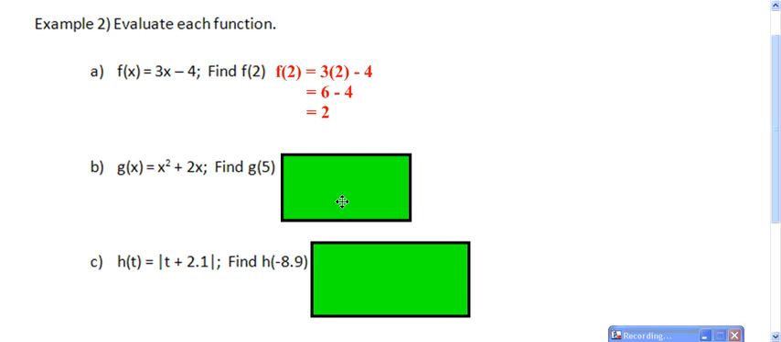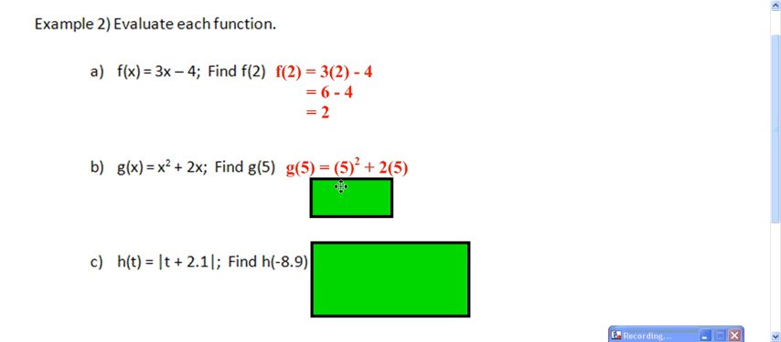B, you have g of x equals x squared plus 2x. Instead of using g of x, we're using g of 5. So substituting 5 in for x, we have 5 squared plus 2 times 5. 5 squared is 25 plus 10. And in B, we would wind up with 35 as an answer.